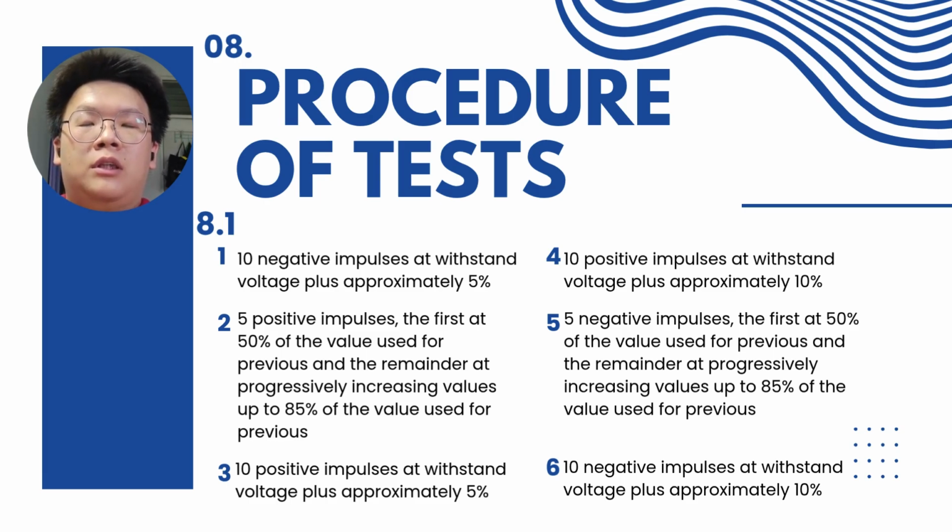Third, 10 positive impulses at withstand voltage plus approximately 5%, and fourth, 10 positive impulses at withstand voltage plus approximately 10%. Then fifth, 5 negative impulses, the first at 50% of the value used for step 4, and the remainder at progressively increasing values up to 85% of the value used for step 4. And sixth, 10 negative impulses at withstand voltage plus approximately 10%.